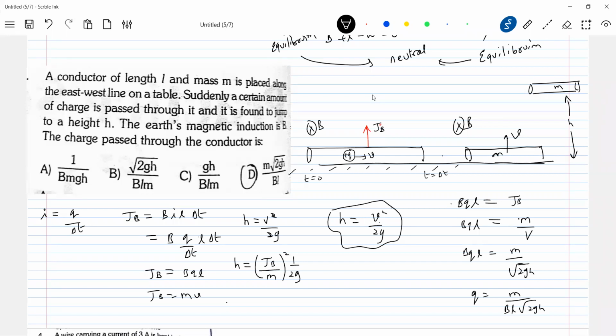So root 2GH is in the numerator. V is equal to... JB is equal to... yes, it should be here, no? This other part, H equal to V square, you can write directly from kinematics. No need. I just wanted to show you that whole set of equations. This is hypothetical: an isolated charge making it move.